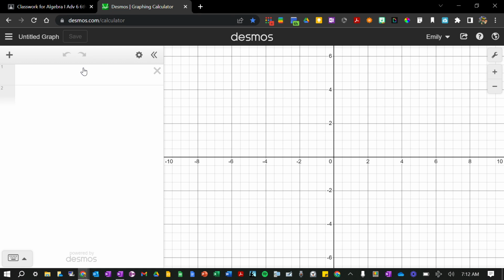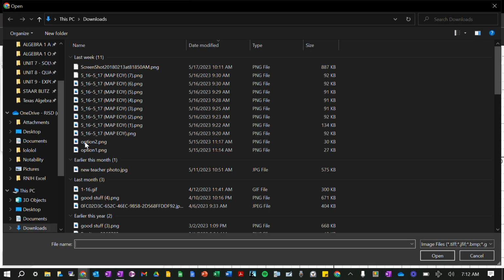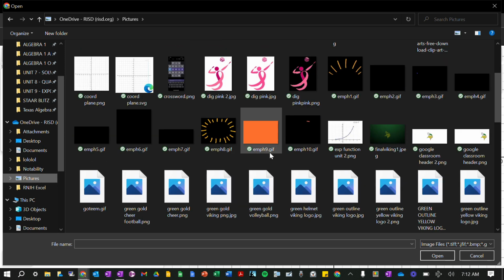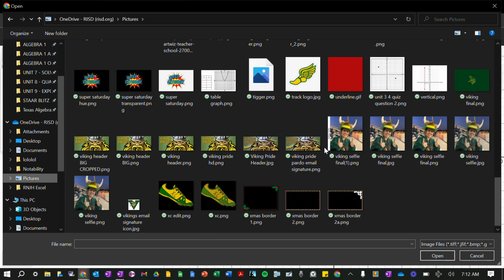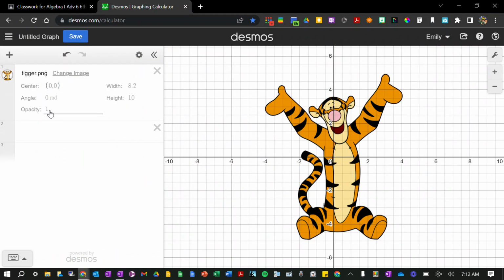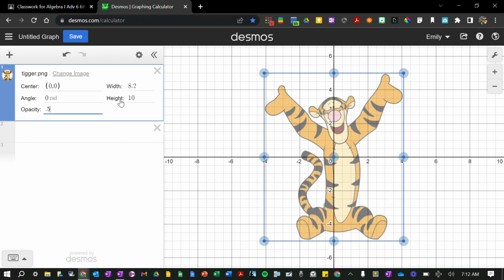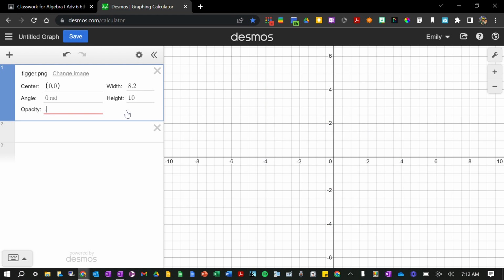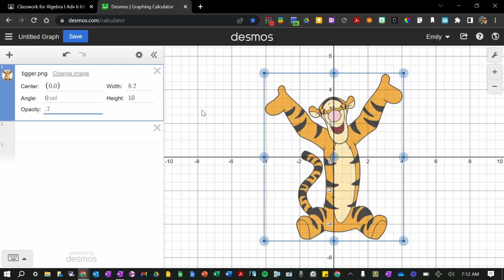So I chose Tigger for my example project. I'm gonna go over here to add item, click image, and then let me go to my Tigger picture. Where is Tigger? One second. Here he is, okay. I'm gonna make the opacity around 0.5 so I can still see through it a little bit. Maybe a little bit more, 0.7, let's say.